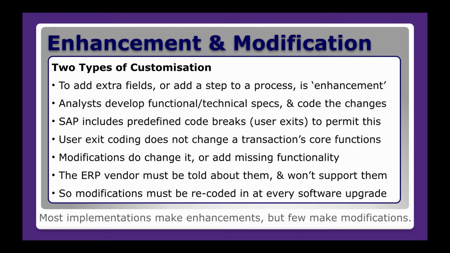There are two types of customization. You can add extra fields or an extra step to a process. This is what's called enhancement. Analysts develop functional technical specs and code the changes. It could be a consultant doing that or a systems integrator. SAP includes predefined code breaks, that's user exits, that allow you to plug in another bit of code. The user exit coding does not change a transaction's core functions.